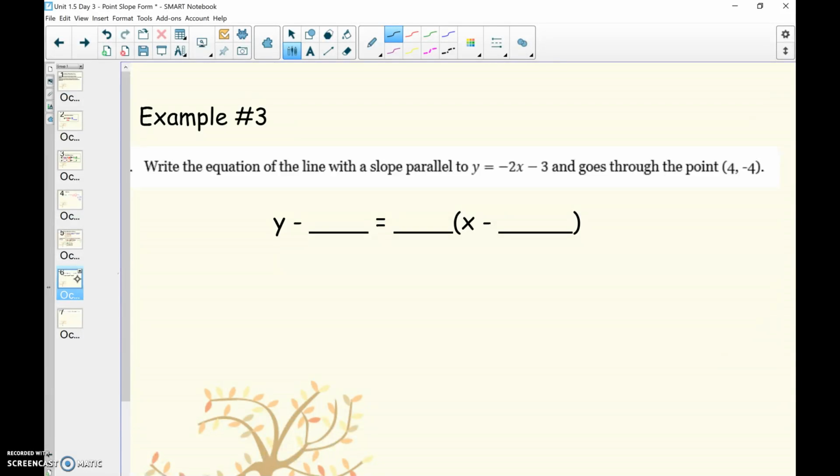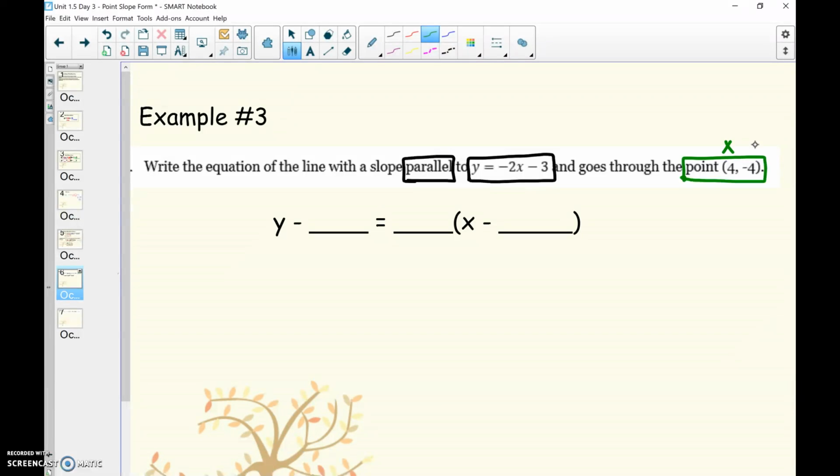Alright, so let's move on to a little bit more tricky of problems to work with. Notice this time they don't just straight away give you the slope, but they do tell you that the slope is parallel to this equation, so that's going to be kind of important. They do give us the point though, which is kind of necessary. You have to have the point. You can't really figure that out on your own. So let's go ahead and plug that in where we know it belongs.